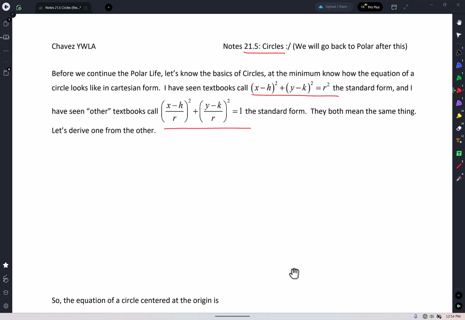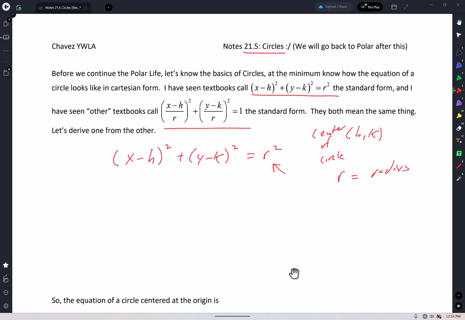So if you take the first one here, let me go ahead and write (x - h)^2 + (y - k)^2 = r^2. First, how do we use it? The h comma k is the center of the circle. And the r, take a guess, what do you think r stands for? Radius. It is the radius of the circle.